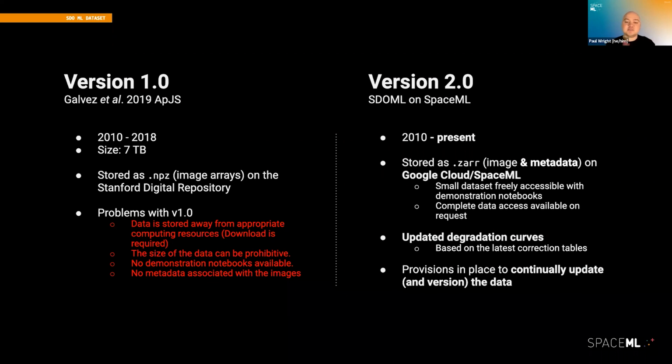This ranges from 2010 to present day, and the data is stored in the Zarr format, where Zarr is a chunked compressed n-dimensional array. This includes image data plus metadata and is stored on the Google Cloud platform. The small dataset is freely accessible through SpaceML, and the complete data access is available on request. In addition, we've updated the degradation curves based on the latest correction tables, and there are provisions in place to continually update and version this data. So SDOML combined with SpaceML enables an easy entry point for those wishing to apply machine learning techniques to this data. The user can use just the image arrays, as with version 1, or even incorporate the metadata information.